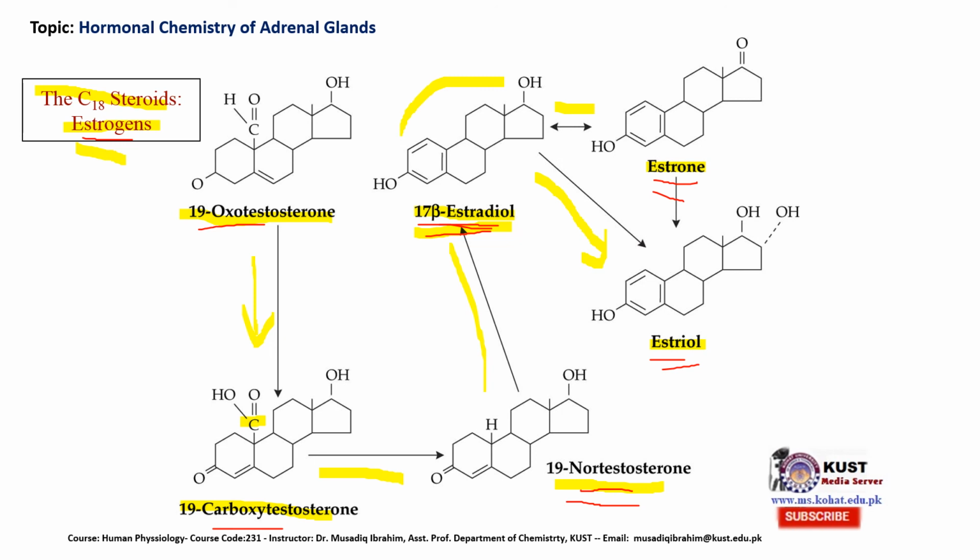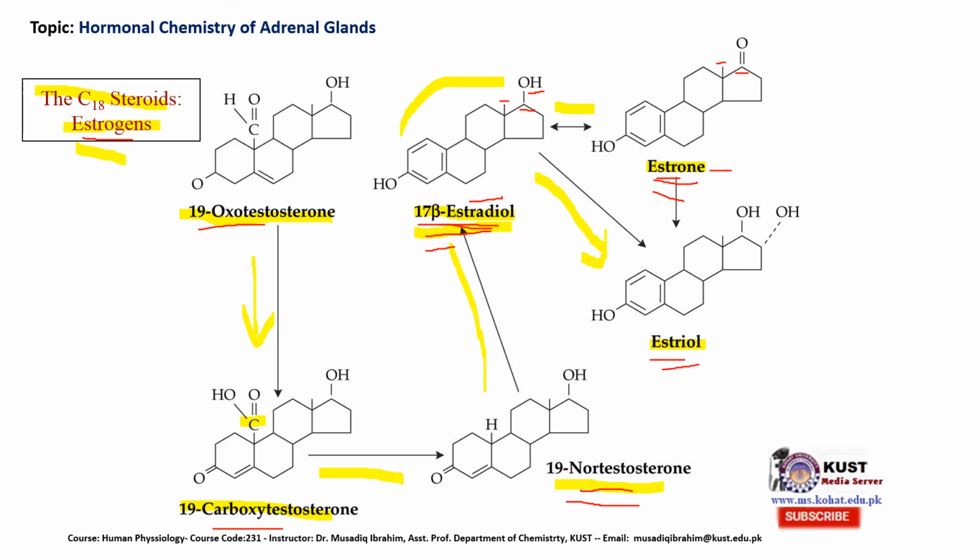Now if we look at the structure of 17-beta estradiol and relate it with estrone, we can see that the rest of the structure is the same, but at carbon number 17 we have a double bond oxygen present in estrone, while in estradiol we have a hydroxyl group present at carbon number 17, and then this is carbon number 18, which is the methyl group.